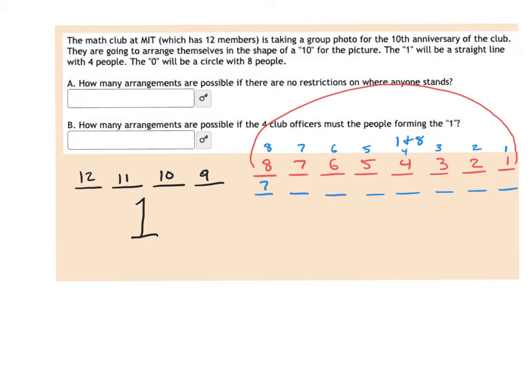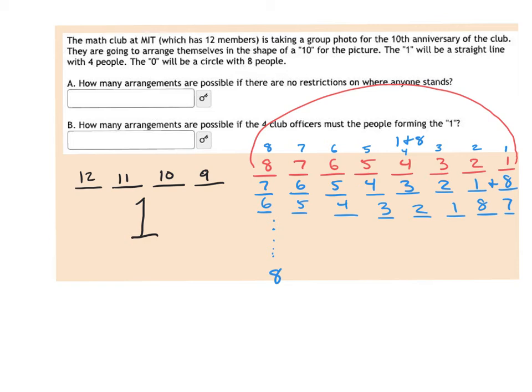So 7, 6, 5, 4, 3, 2, 1, 8. Now, this is actually the exact same arrangement when I go into a circle because 8 and 1 are still next to each other right here. And I could do that again by sliding them over: 6, 5, 4, 3, 2, 1, 8, 7. So again, if they make a circle, they'll still be in the same arrangement. Well, you can do this a total of 8 times.